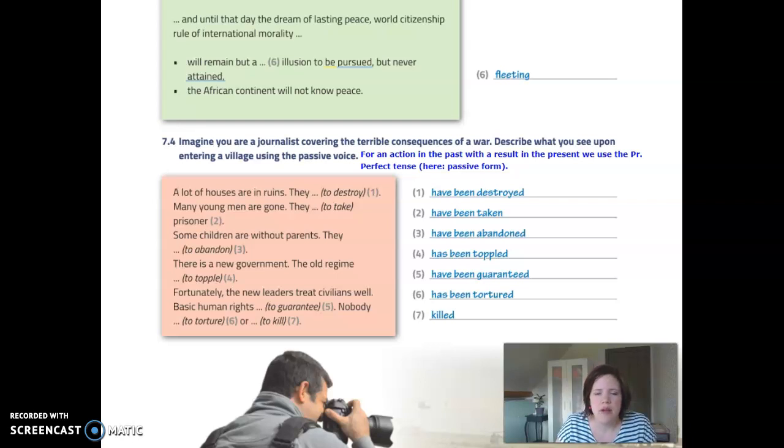So, for example, if we have a look at the first sentence, a lot of houses are in ruins. They have been destroyed. You can clearly see that this is an action in the past with a result in the present, namely the houses which have been destroyed. We need to use the present perfect tense, but the passive form, which means that we put our form of the verb to be in the passive voice, have been, and then we add the past participle destroyed. Okay, the same is true for the other sentences, and have a look. If you have any more remaining questions about those, you can always ask me.